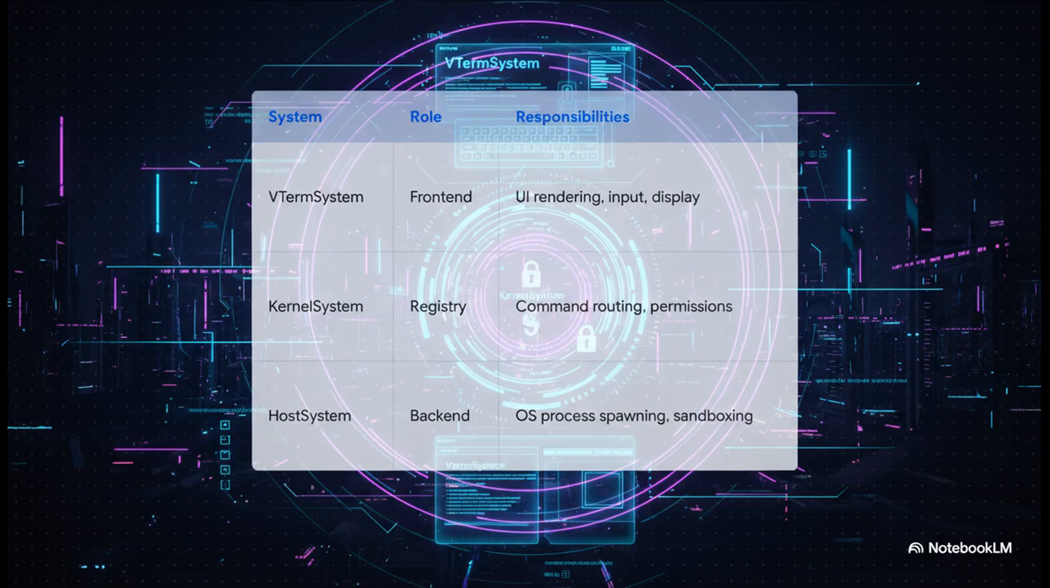At the top, you have the VTerm system. That's just the front end, the UI that a developer actually types into. Below that, commands get sent to the kernel system, which acts like a secure router. It checks permissions and validates everything. And only if a command is approved and needs to talk to the operating system does it get passed to the final layer, the host system. This is a totally sandboxed backend that provides safe, asynchronous OS access, completely walled off from the main engine.